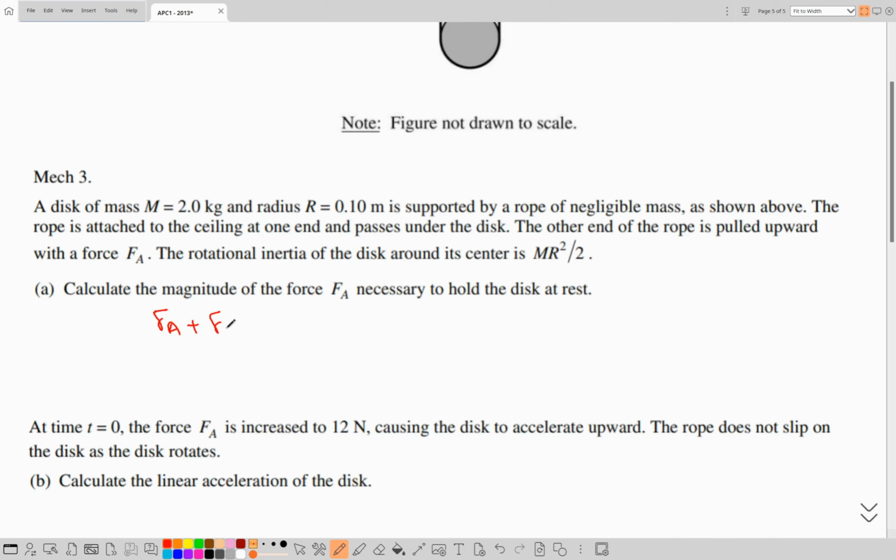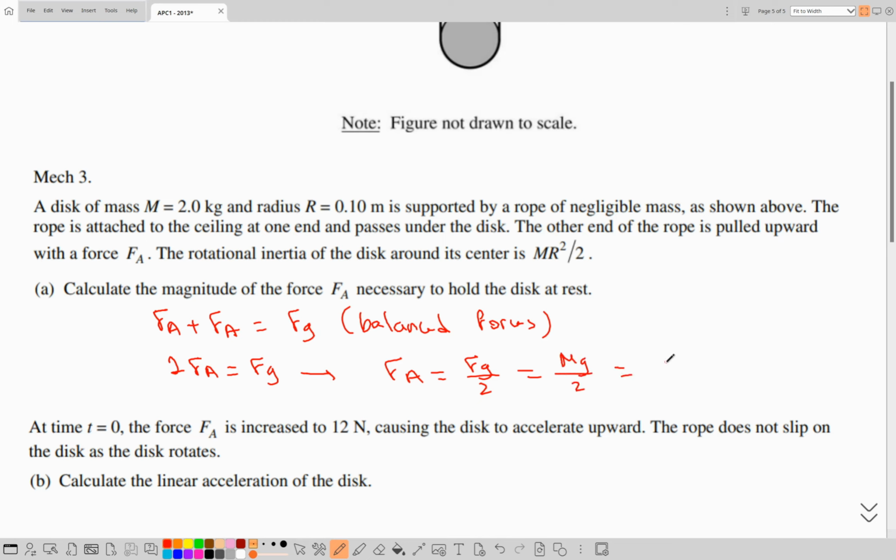Fa plus Fa would be equal to the pull of gravity, and the reason is balanced forces. Then the double of Fa is Fg, which means that Fa is Fg divided by 2, and Fg is mg. The mass is 2, g is 9.81, divided by 2. Then the force Fa is 9.81 newtons. This is it for part A.